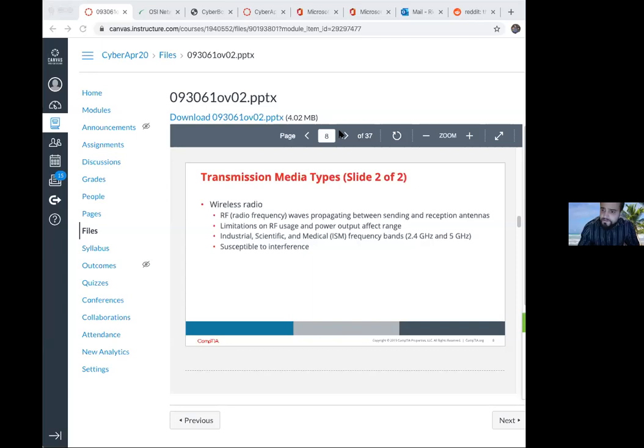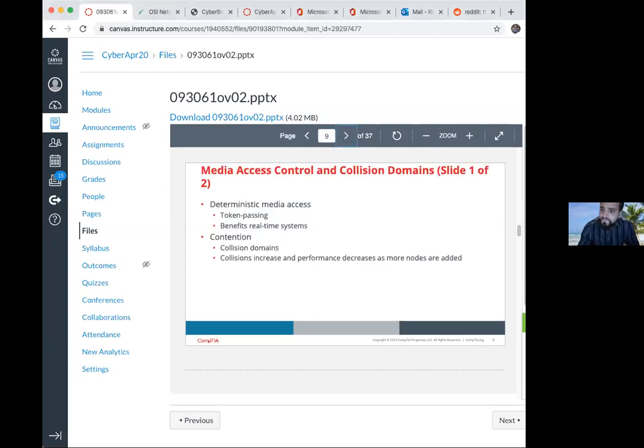All right, so media access control and collision domains. Media access control refers to the methods a network technology uses to determine what node can communicate on what media, and to deal with any problems in that.